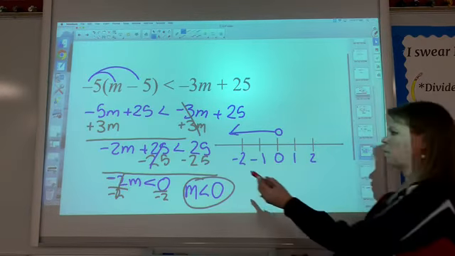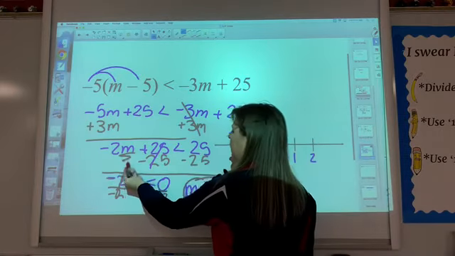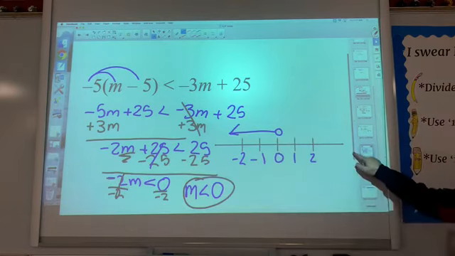Again, a reminder, why is that the case? Because we still have a variable. If you have a variable left, you have to graph it.